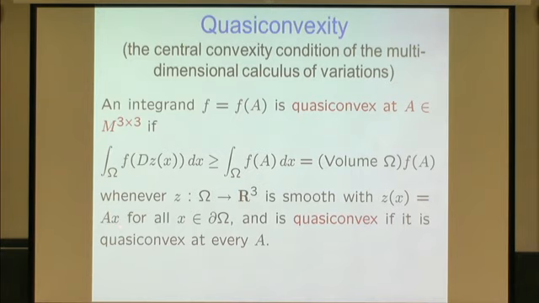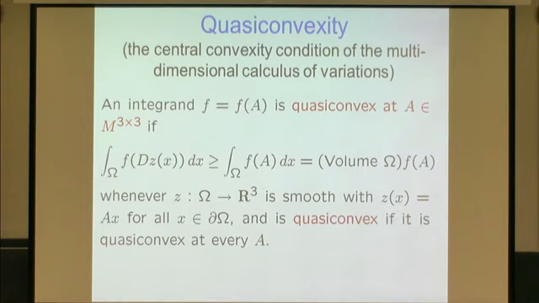Of course, the gradient of that is A. So we have the integral of f of dz of x is bigger or equal to the integral of f of A, and of course that's just integrating a constant. So that's just the volume of omega multiplied by f of A. So it's a kind of Jensen's inequality for gradients, and it's quasi-convex if that holds at every matrix A. Okay, that's the condition, and there are deep connections between this definition and gradient Young measures.